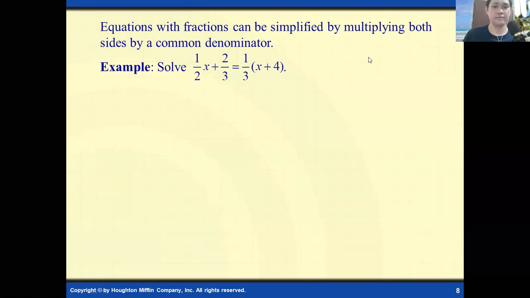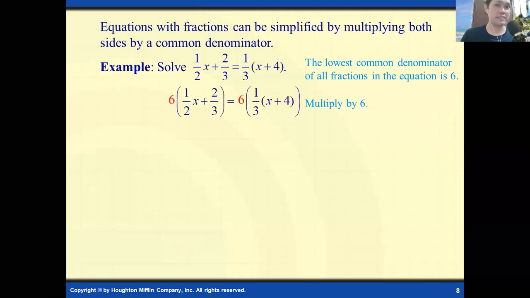So after that, we multiply. So the lowest common denominator, as I have said, of all fractions that we have here in the linear equation is 6. So what we will do next is multiply 6 to both the left side and right side of the equation. After that, that gives you 3x plus 4 is equal to 2x plus 8. So it evolves now. So 6 times 1/2 is 3, 3 times x, 3x. So 6 times 2/3, that gives you 6 times 2 is 12, divided by 3, 4.